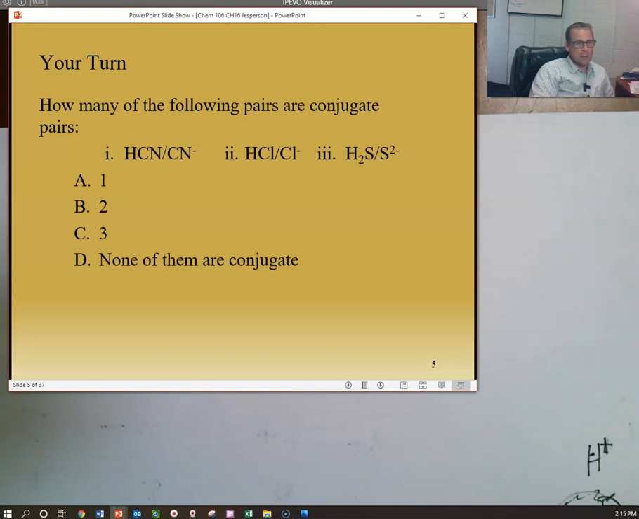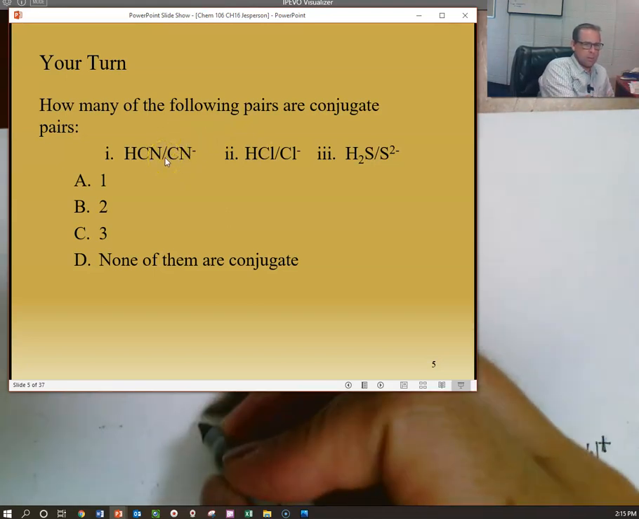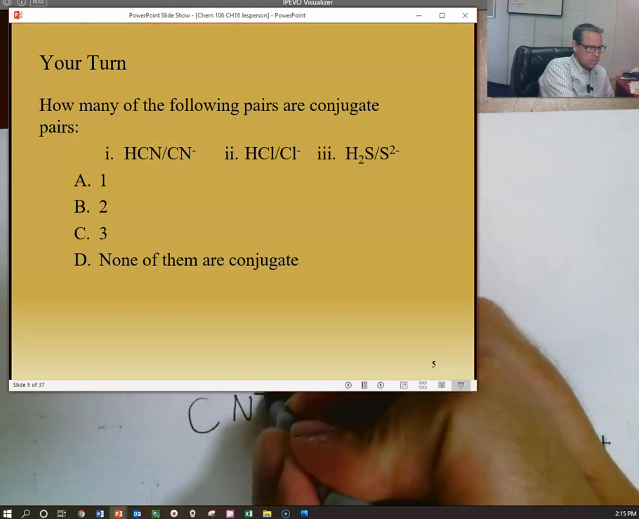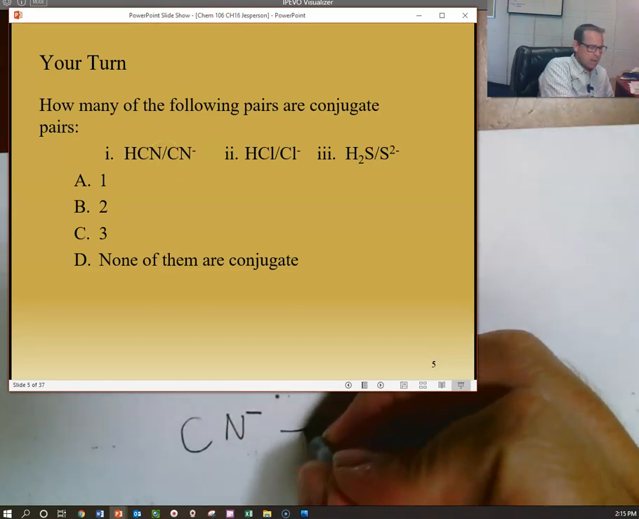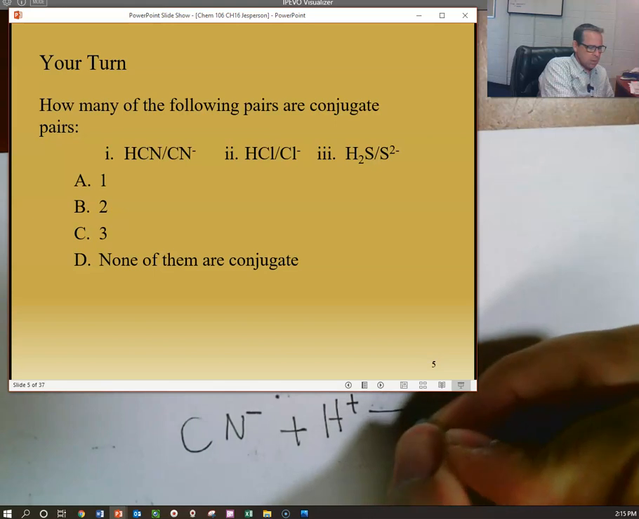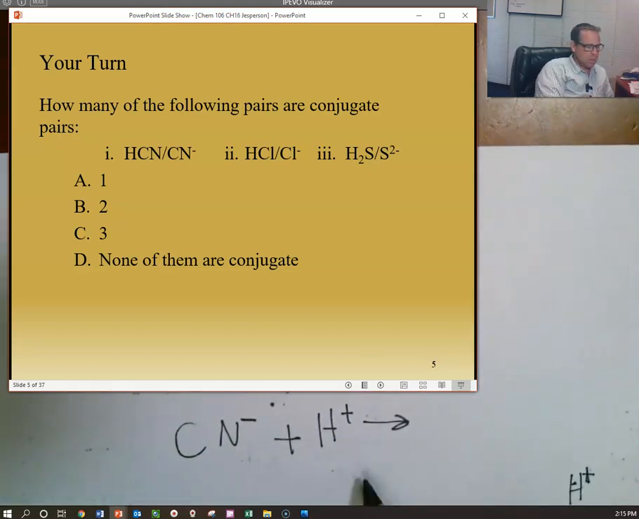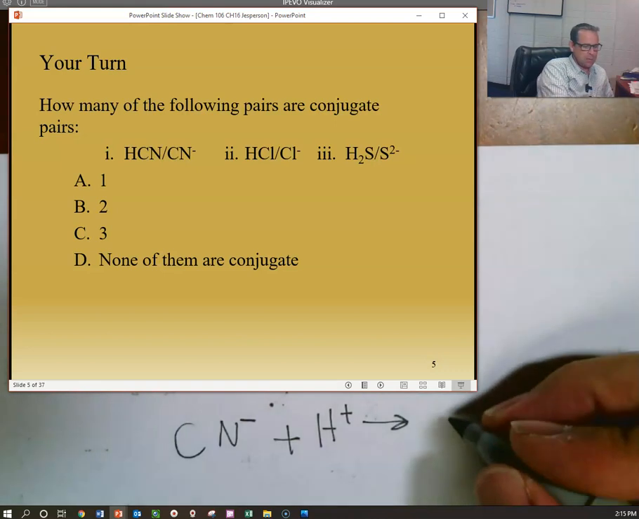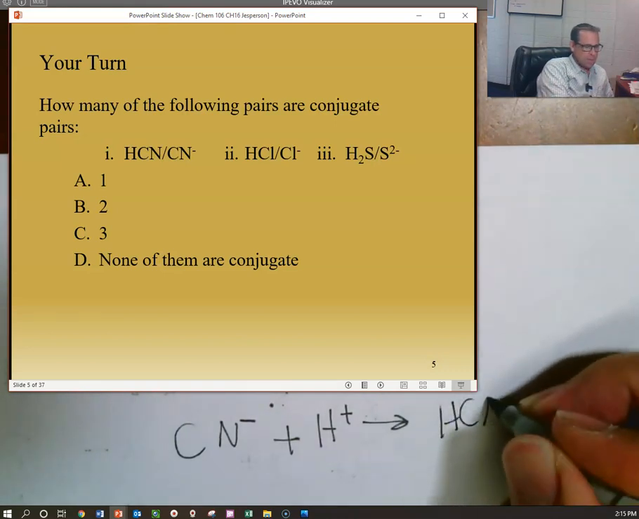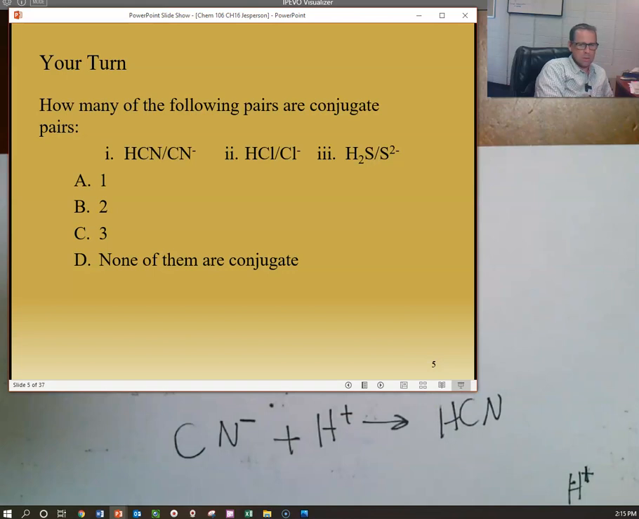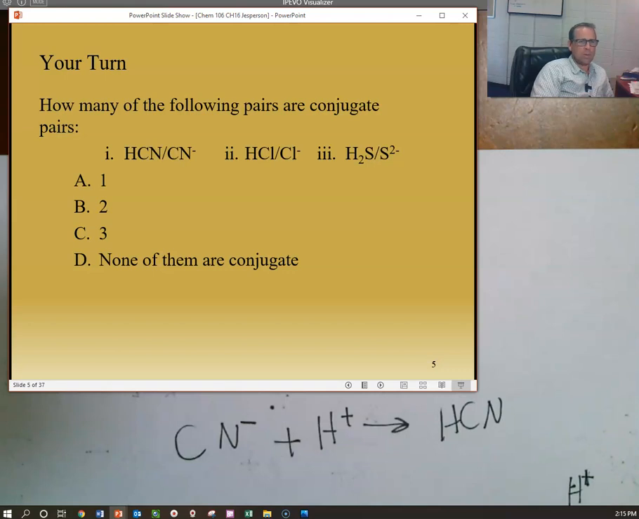So again, our conjugate base, we just add a hydrogen ion. So here's the CN minus. If I write down here CN minus, and I add a hydrogen ion, the result is going to be what? If I combine these together, I'm going to have HCN, and then these charges are going to cancel each other out. So the first one is okay.